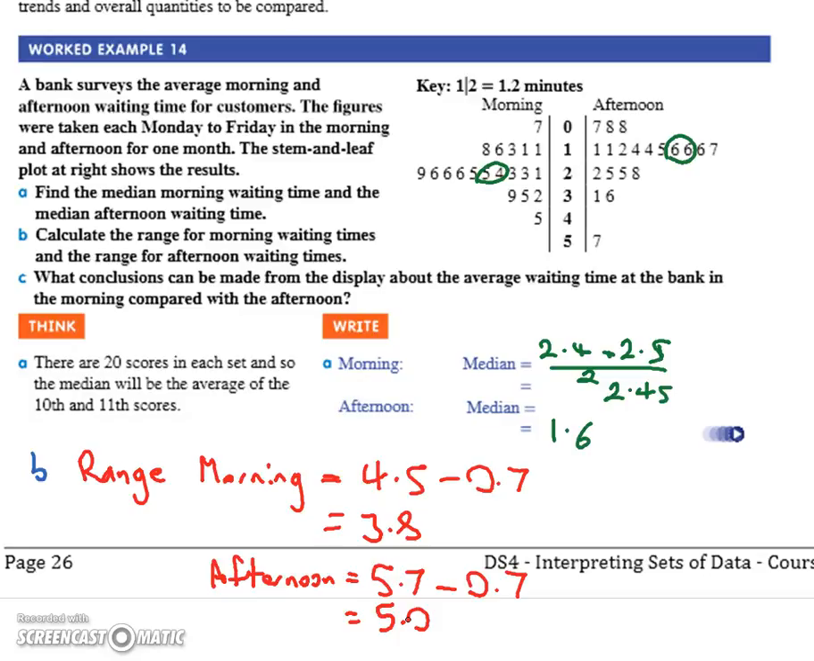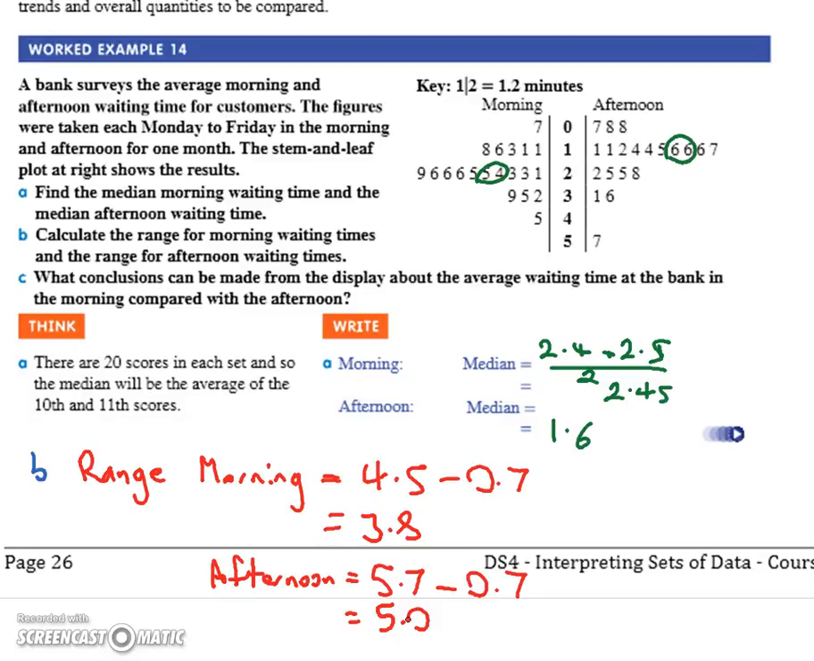Remember we talked about outliers? Except for that one day where there was a 5.7 minute. Imagine that day didn't happen. Have a look at what the range would be in the afternoon then. The range would be 2.9. The median, so the middle waiting time, is 1.6 as opposed to 2.45. Does that make sense?